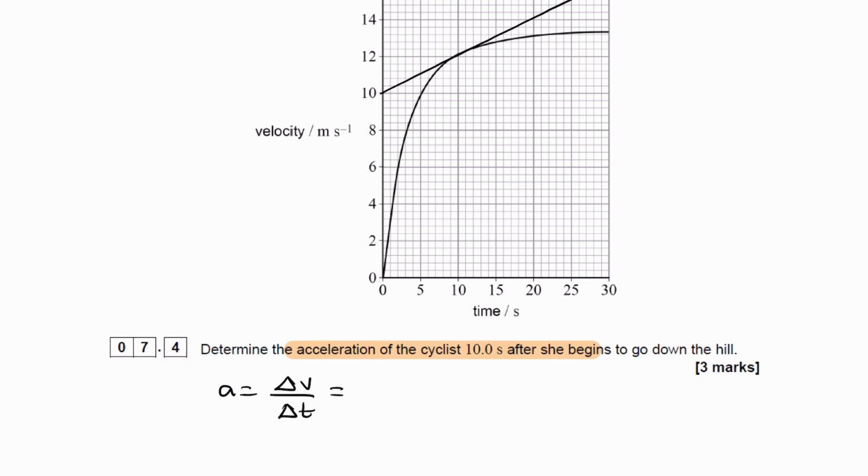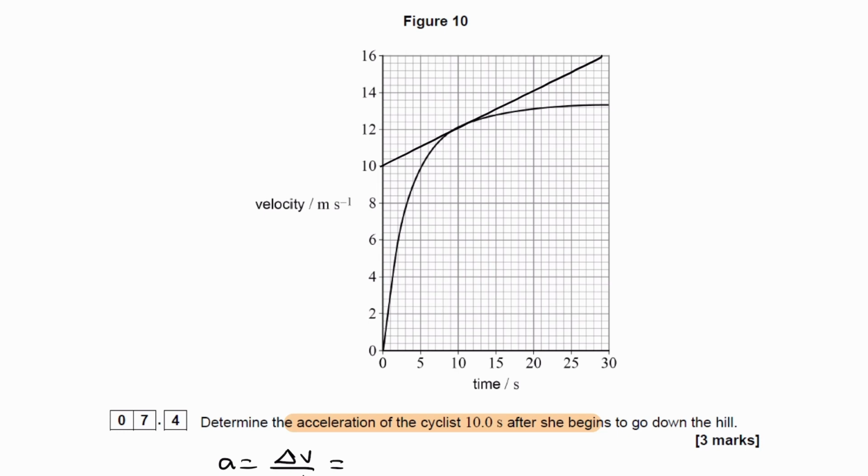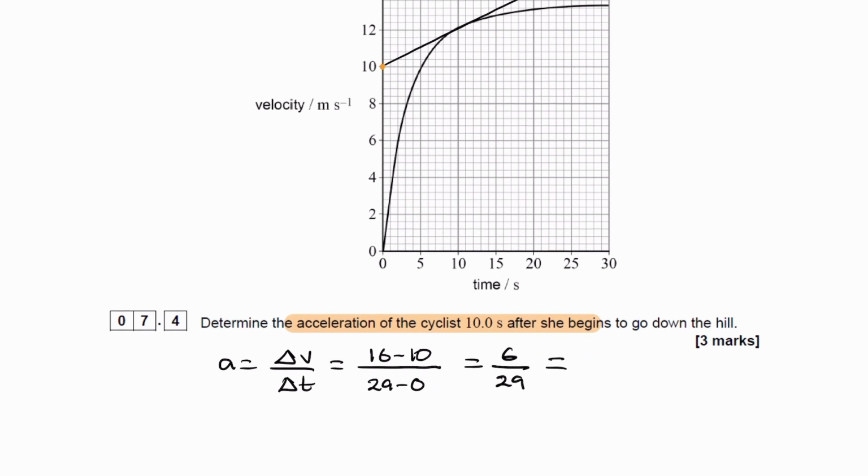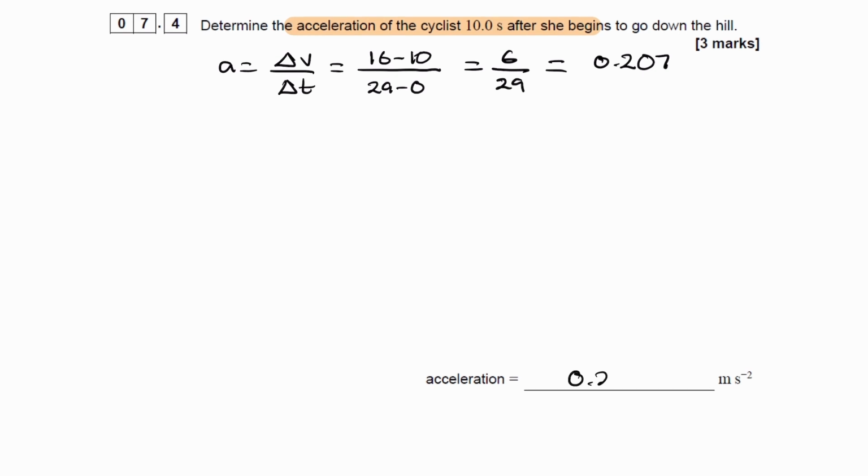The change in v, if I consider the end point and the start point, so the change in v would be 16 minus 10. That would be 6. And then for the denominator, the time for the top point is 29 seconds, and this starts at 0. So 29 minus 0 would be just 29. And this would be 0.207. So that will be our answer. 0.21 meters per second squared.